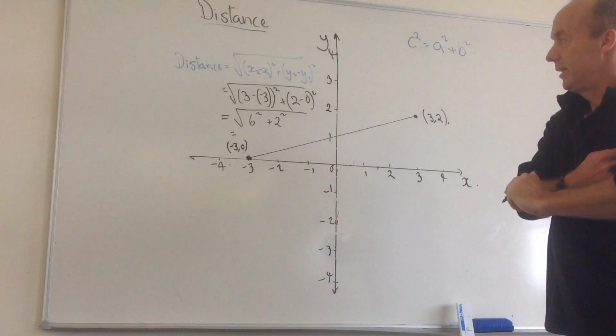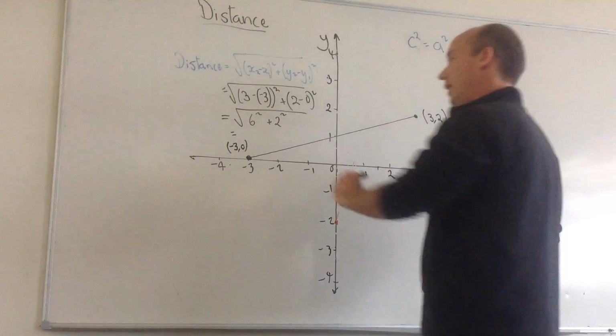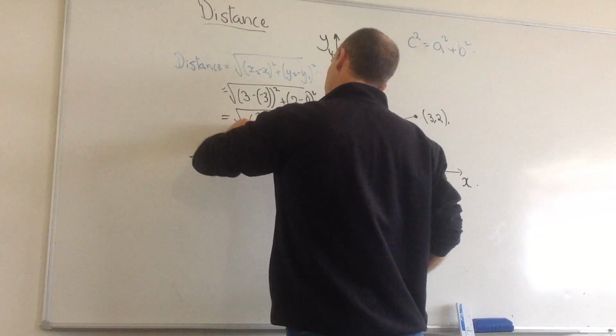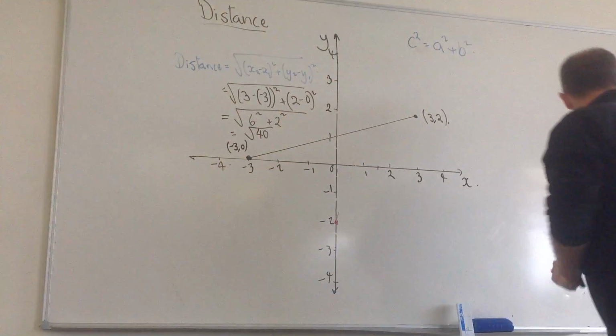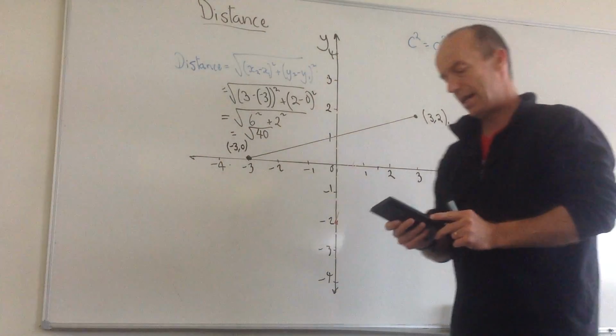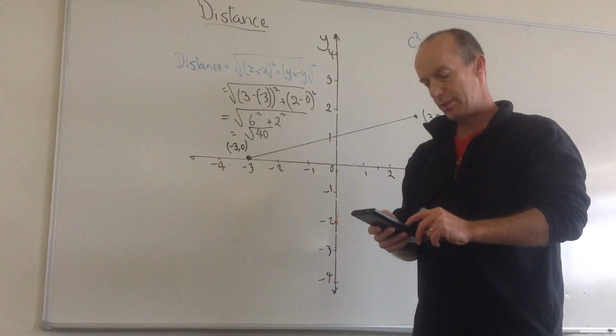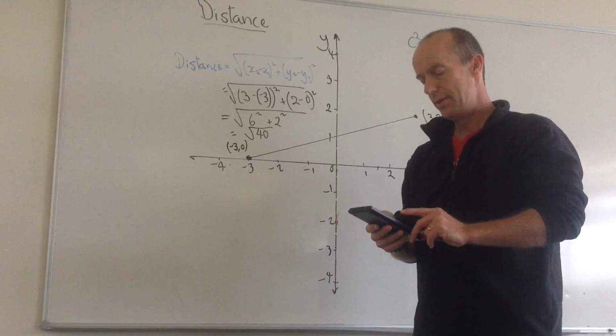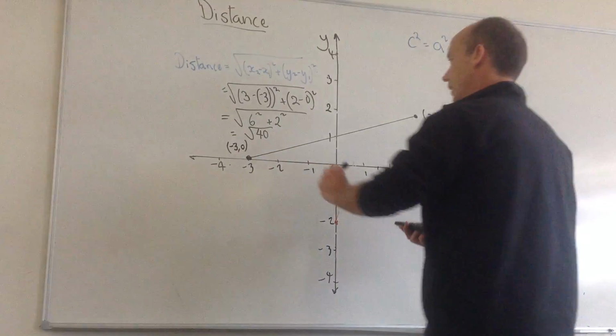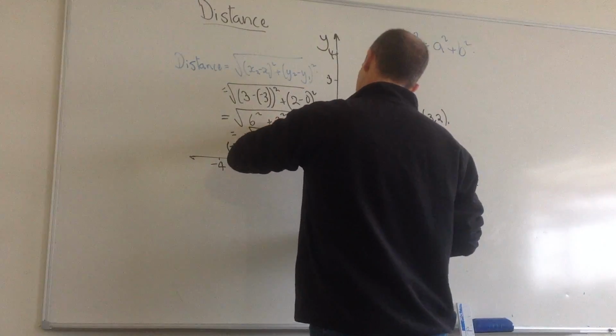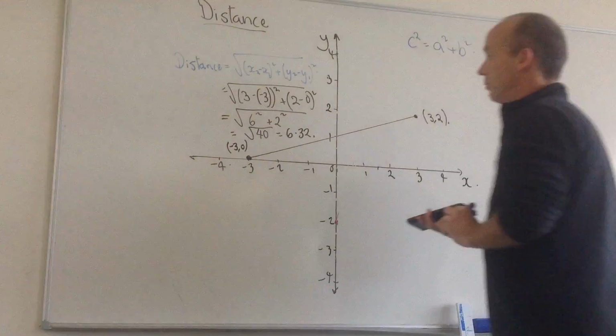6 squared is 36, 2 squared is 4, add them together I get 40, and again I'm going to need my calculator to get an approximate value for that. So I do the square root of 40 and I get that's equal to 6.32, and there's my answer.